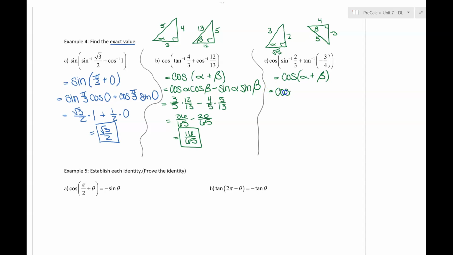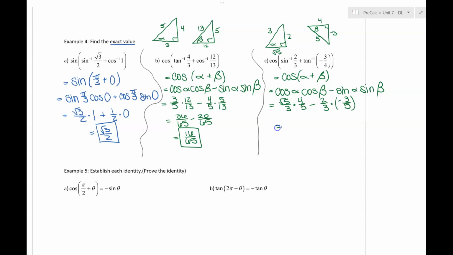So cosine sum formulas: cosine of the first angle, cosine of the second, change the sign, sine of the first angle, sine of beta. All right, look at alpha. Cosine of alpha is rad 5 over 3 times cosine of beta, which is going to be 4 over 5, minus the sine of alpha, which is 2 over 3, times the sine of beta, which is going to be negative 3 over 5. Neat.